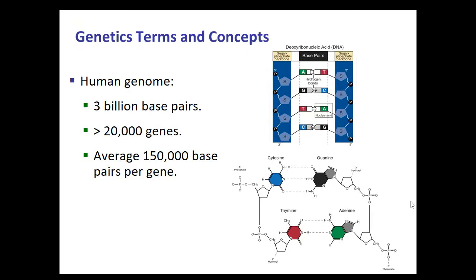Okay, human genome. Remember we're talking about DNA molecules, which are those 4 letters, A, T, C, and G. In a human genome, so in all your 23 pairs of chromosomes, there's 3 billion base pairs, or 3 billion pairs of letters. And there's more than 20,000 genes in a human genome. So if you divide 3 billion by 20,000, each gene, on average, is 150,000 letters long. 150,000 of those A, T, C, and G in one gene.